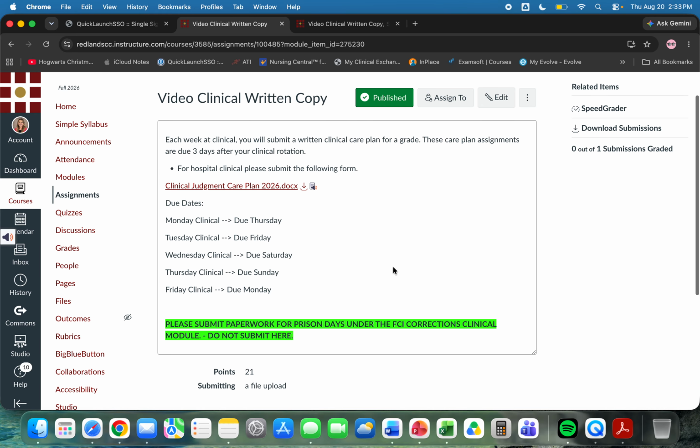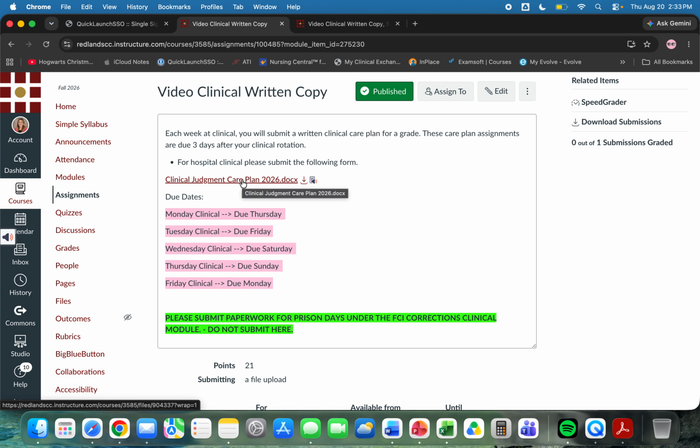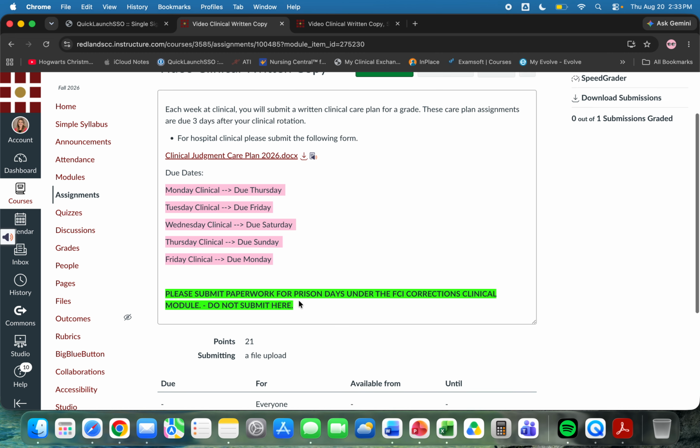Inside the assignment box, it's going to tell the student every week you're going to submit a care plan for a grade. These assignments are due 3 days after your clinical rotation. It tells them specifically what day to turn it in, depending on what day they completed their rotation. For hospital clinical, please complete the following form, which is the clinical judgment care plan form. I'll show you what that looks like in the Dropbox in just a second.